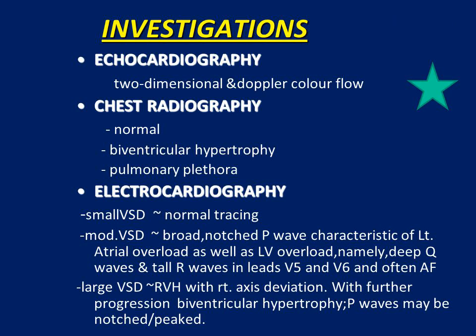Electrocardiography. Small VSD: normal tracing. Moderate VSD: broad, notched P-wave characteristic of left atrial overload, as well as LV overload, namely deep Q waves and tall R waves in leads V5 and V6, and often AF. Large VSD: RVH with right axis deviation. With further progression, biventricular hypertrophy; P waves may be notched or peaked.